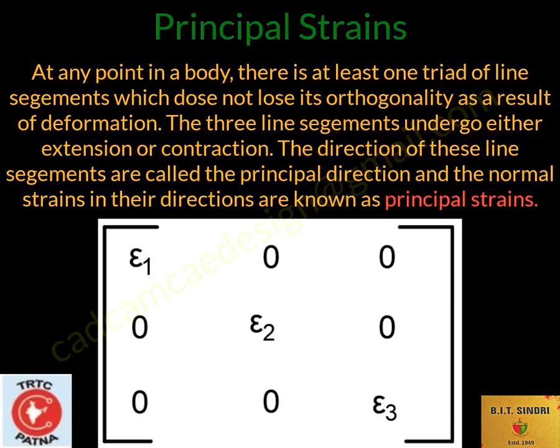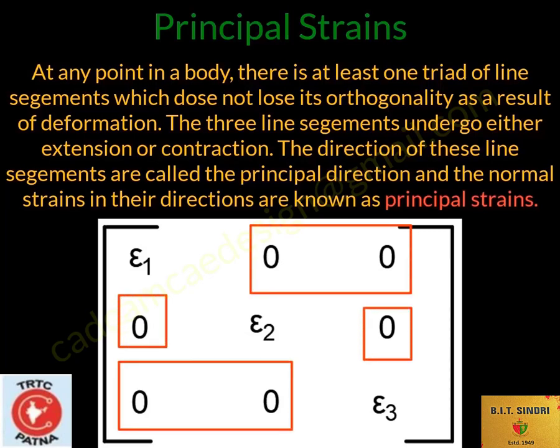Thus at any point in a body, there is at least one triad of line segments, of course of infinitesimal lengths, which does not lose its orthogonality as a result of deformation. The three line segments undergo either extension or contraction. The directions of these line segments are called the principal directions or axes, and the normal strains in their directions are known as principal strains. It is obvious that the shear strain components are zero with respect to the principal axes.